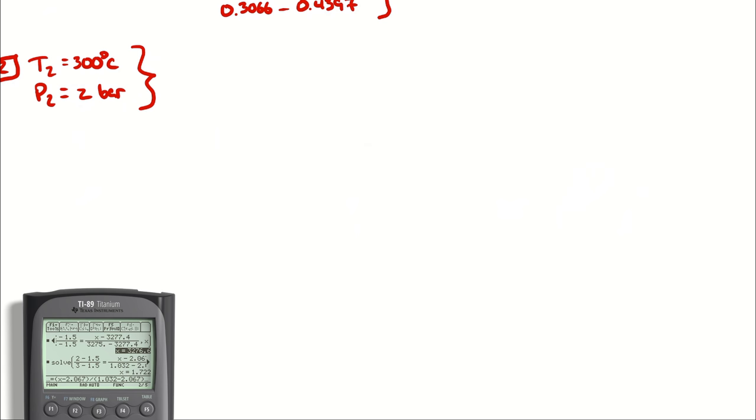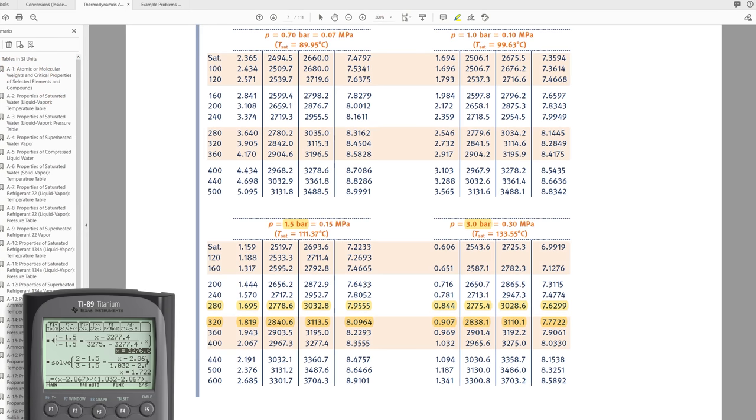Instead, I need to perform an interpolation between the 280 row and the 320 row to find our value at 300 degrees Celsius. And then I need to perform the same interpolation on the 3 bar table at 280 and 320 to find our value at 300 degrees Celsius. And then we're going to interpolate between those two resulting values. So we are interpolating between 280 and 320 on one pressure subtable, between 280 and 320 on the other pressure subtable, and then we are interpolating between those two resulting values.